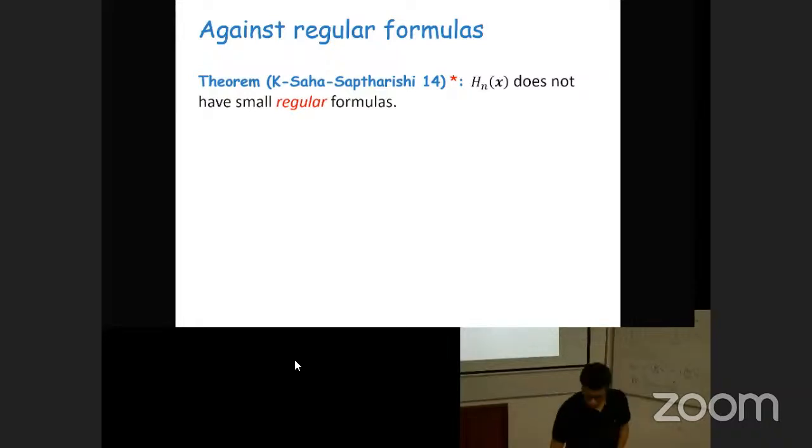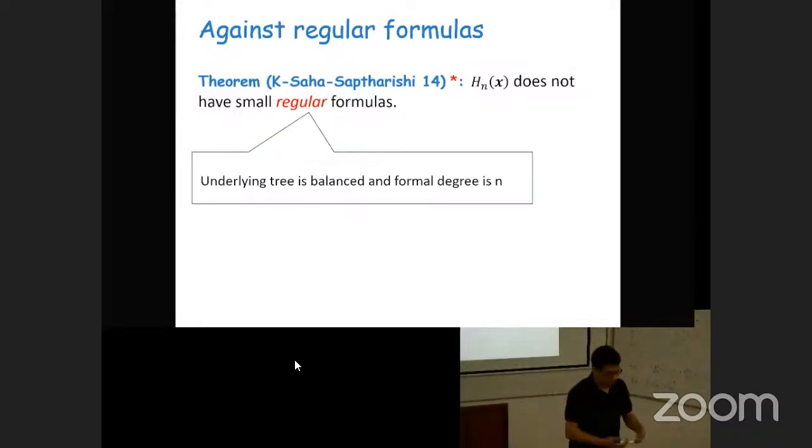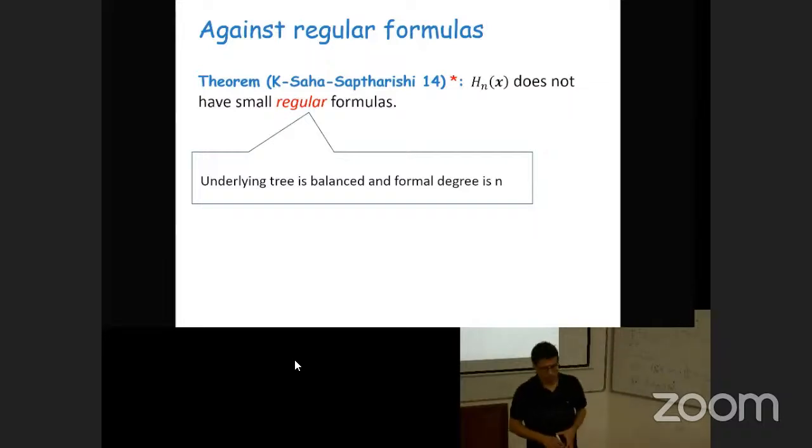And small here is polynomial size. And regular here means that the underlying tree is a balanced tree. Let me not formally define it, but if you have some natural balanced tree kind of structure, then such a formula of small size cannot compute the Hamiltonian. So under some natural restrictions, we could show this.